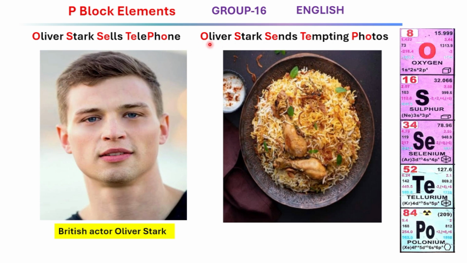So from Oliver, O stands for oxygen. In Stark, S stands for sulfur. In sends, there is Se, so this Se stands for selenium. Tempting starts with Te, that is for tellurium. And photos, this Po represents polonium. So Oliver Stark sends tempting photos.